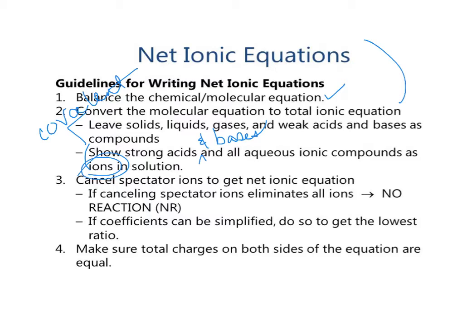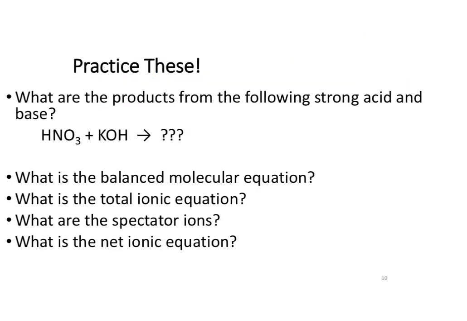Then working towards your net ionic equation, make sure you cross out the spectator ions. Every now and then, and it's usually somebody trying to trick you, you will cancel out everything in the entire total ionic equation. If that happens, that means there's no chemical reaction overall. All right, and that's it. Here is one to practice. I would suggest pausing the video at this point and seeing if you can write the products from this reaction. It's a typical acid-base reaction. Okay, see if you can write the products.